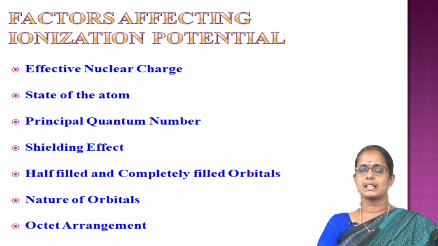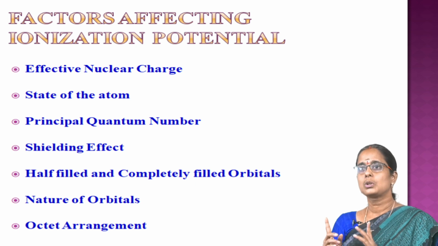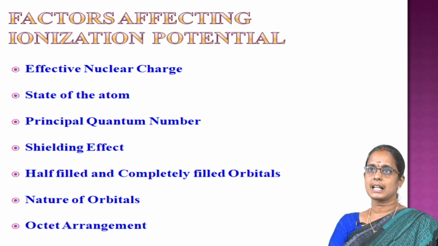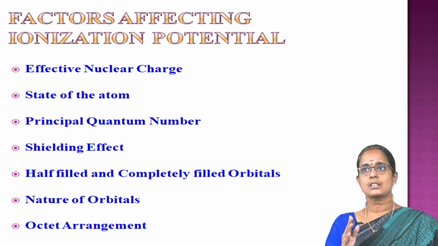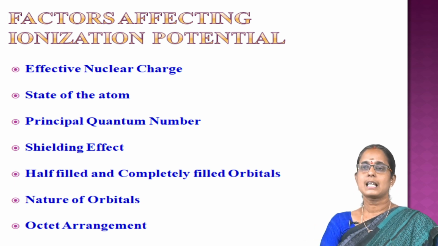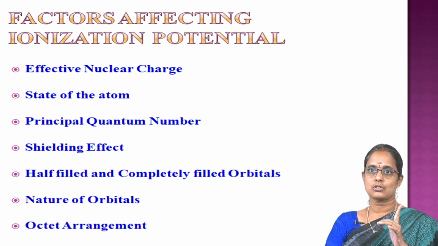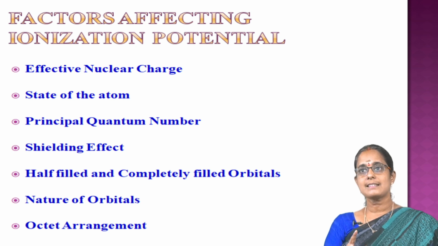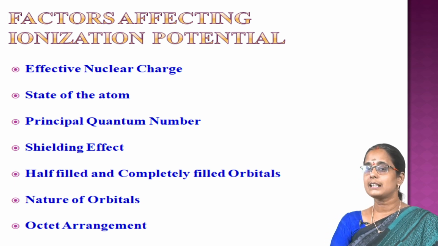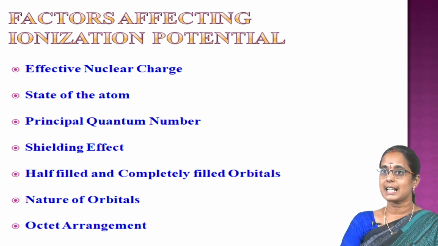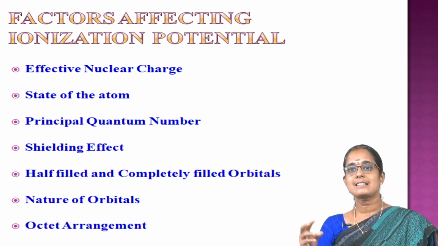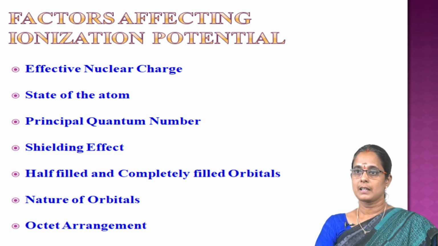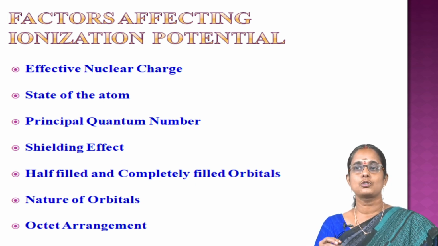Lithium's electronic configuration is 1s2 2s1. There are 3 electrons. In the first ionization energy, the 2s electron is removed, so the electronic configuration becomes 1s2. In the second ionization potential, the 1s electron is removed. Here the magnitude of the ionization potential increases, as there is a decrease in the value of the principal quantum number of the orbit from which the electron is to be removed.